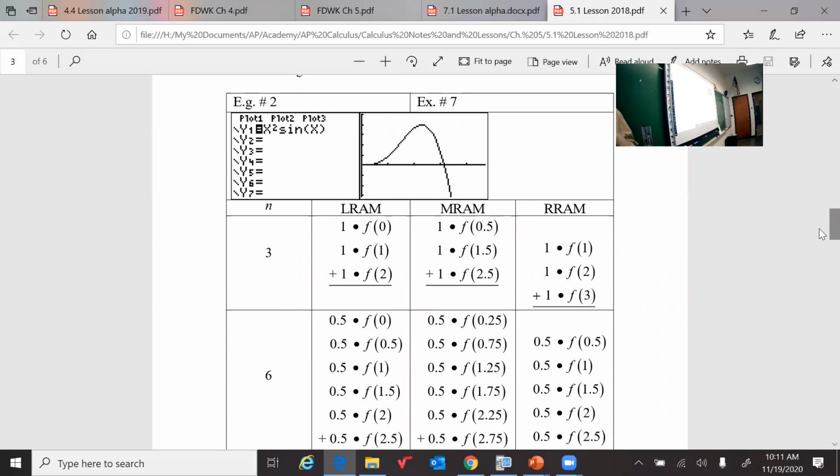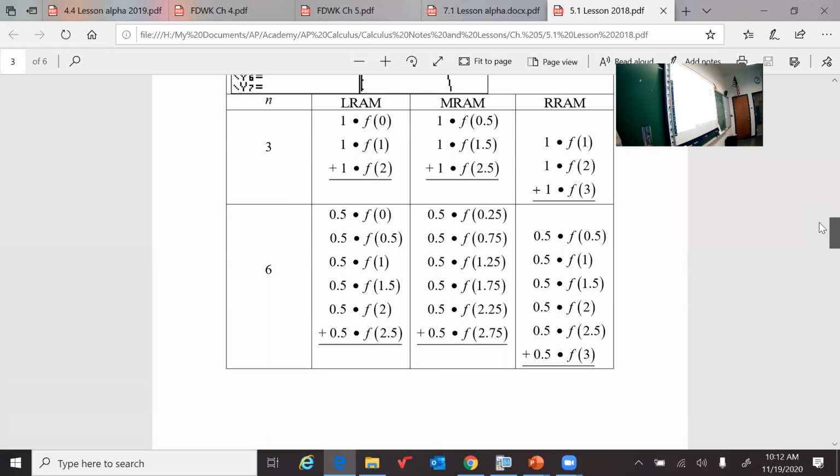Example 2. Here's the picture in the book. What have you got? x squared sine x. If I'm going from 0 to 3 with 3 intervals, then for LRAM the width would be 1. The width is 1 times the height, with inputs 0, 1, and 2. For RRAM, the width's still 1, but my input is 1, 2, and 3. For MRAM, the width is still 1, but the inputs are 0.5, 1.5, and 2.5.